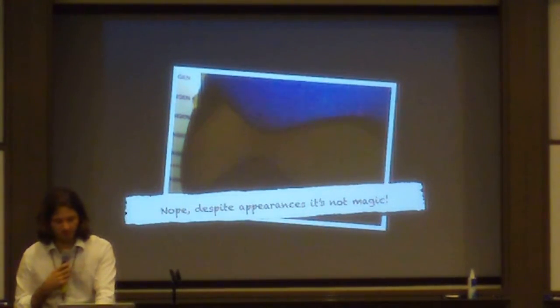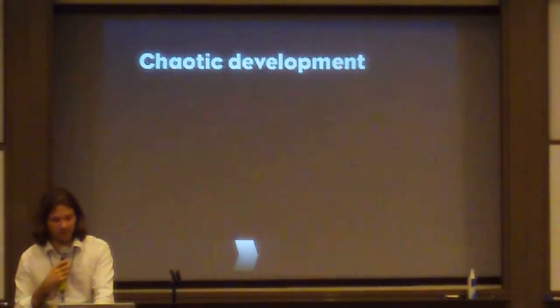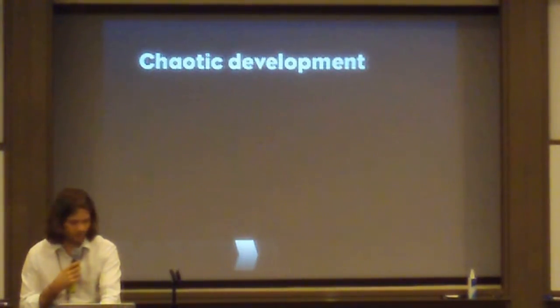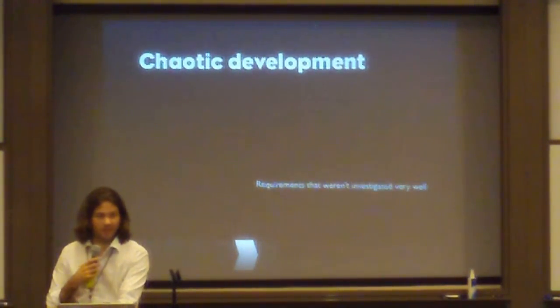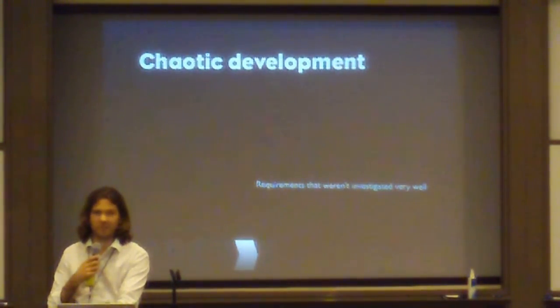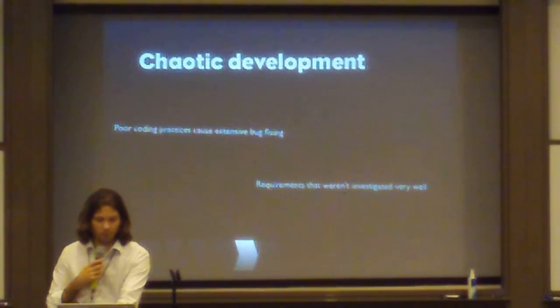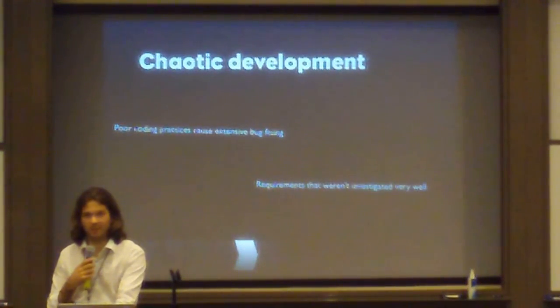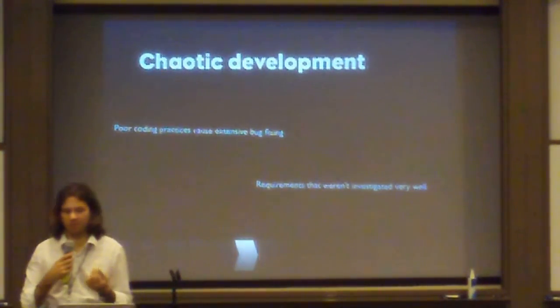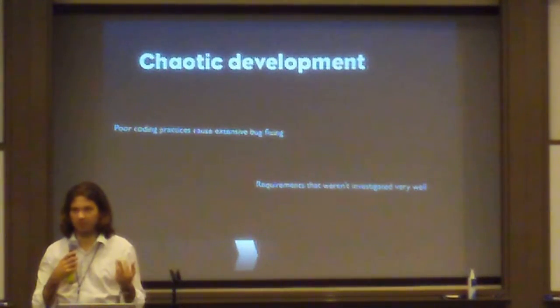Right. So, what are some of the things that might be hard to take into account on a service? For example, chaotic development. Chaotic development is characterized by requirements that weren't investigated very well. At this point, we don't have much of a choice. The client usually hands us a summary or an executive summary of what they say. Poor coding practices, which means you're an inexperienced coder. You're probably not writing logical function or variable names. You share code with others. You don't work consistently.